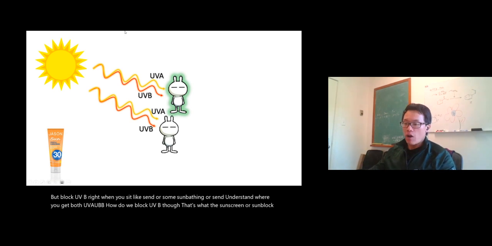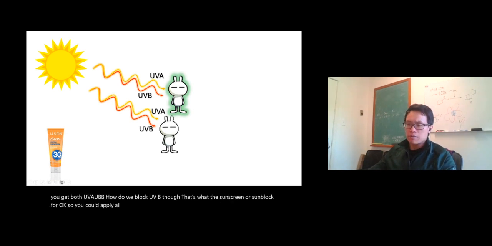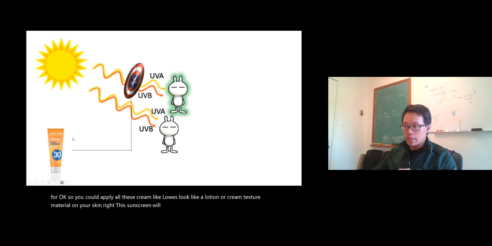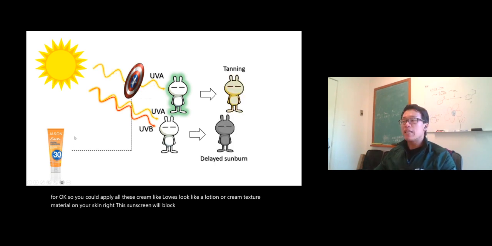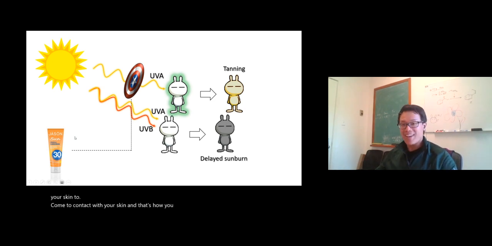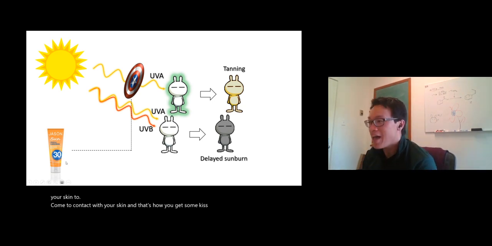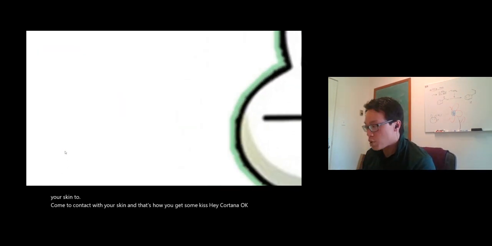So you're going to apply all this cream, a lotion or cream texture material, on your skin. This sunscreen will block only UVB, leaving just UVA to come into contact with your skin, and that's how you get a sun kiss. Hey, get tanning. Okay, and now here's the chemistry behind it.